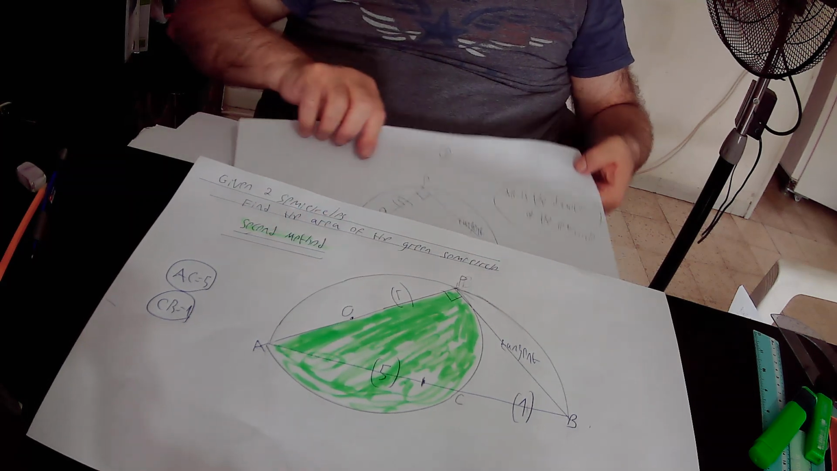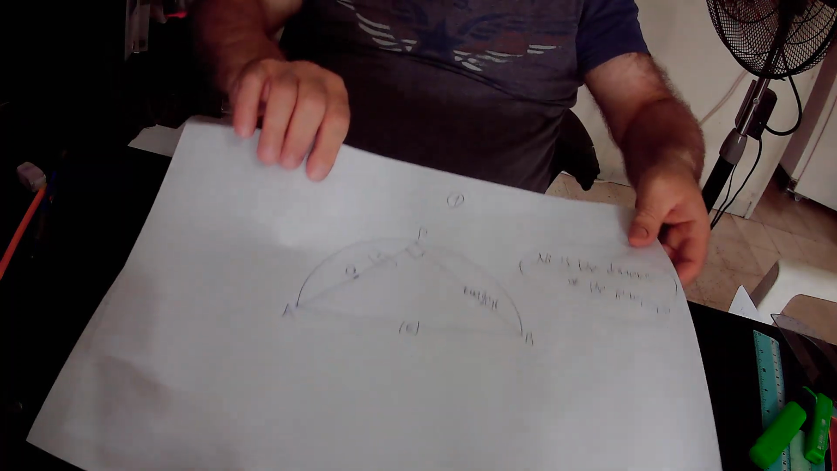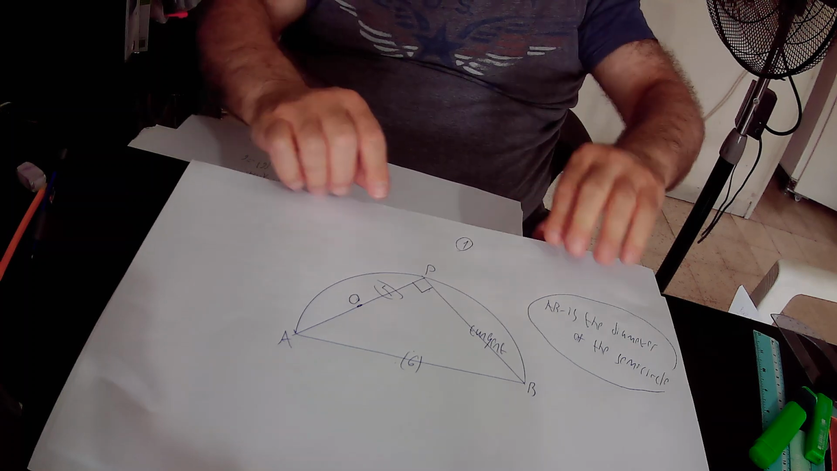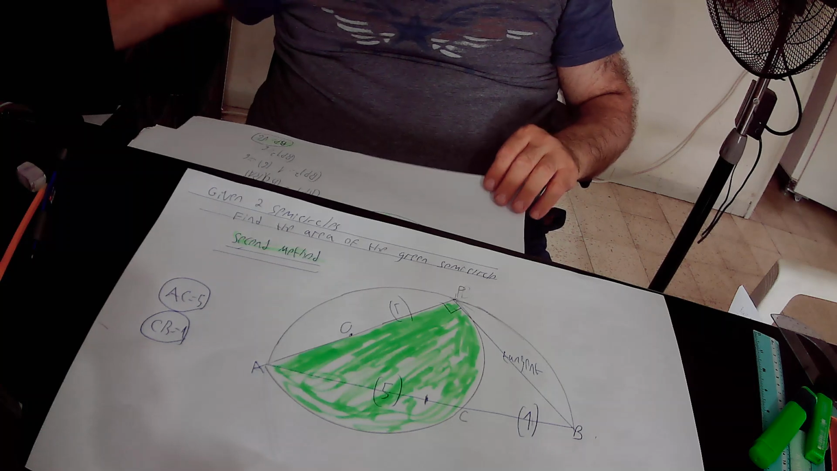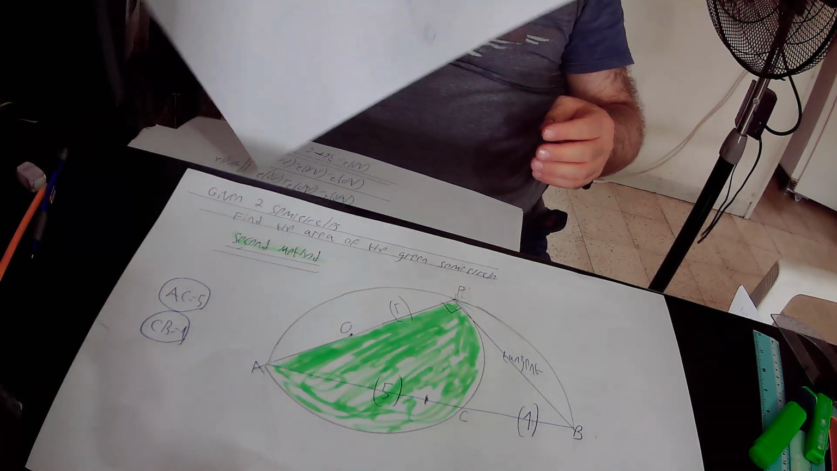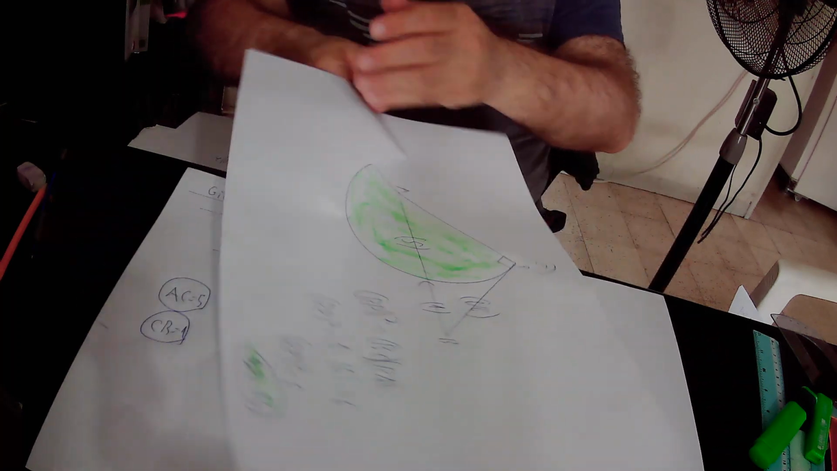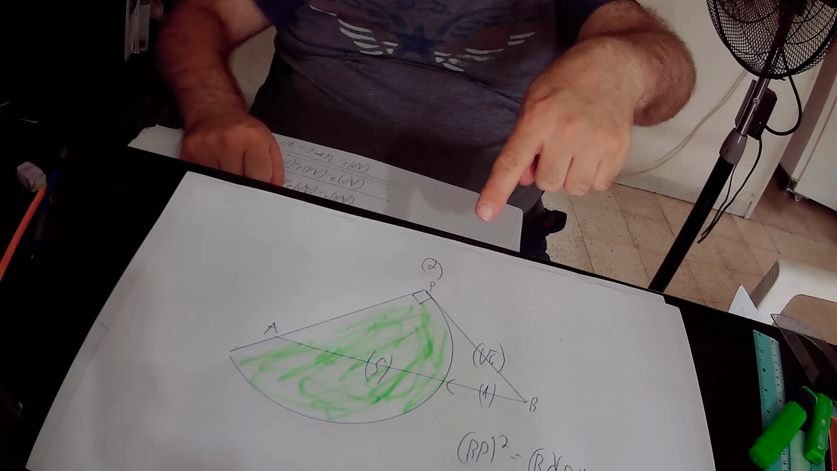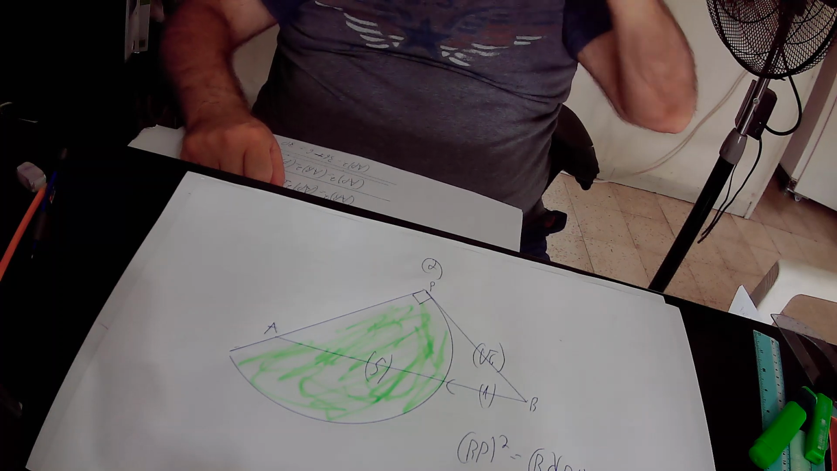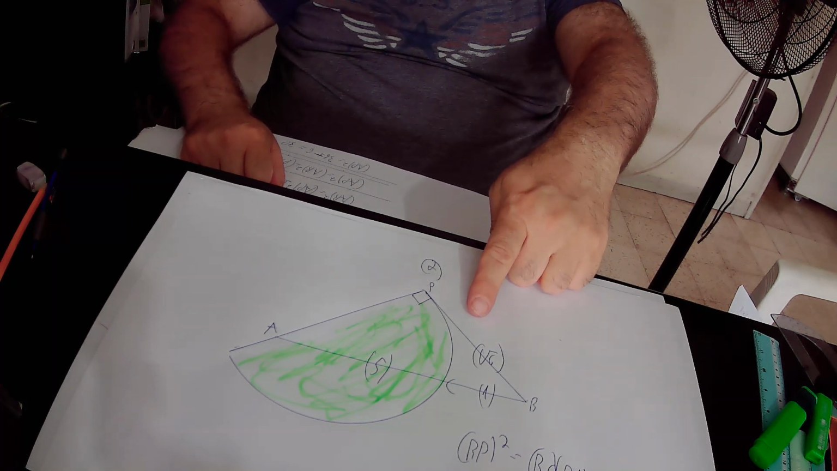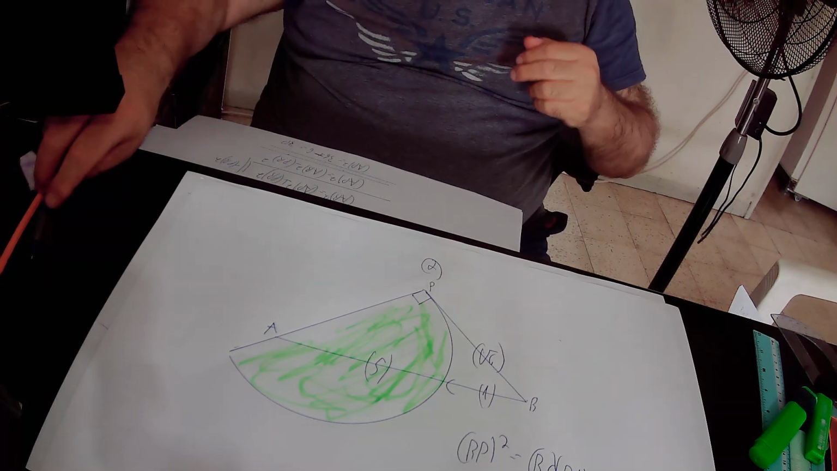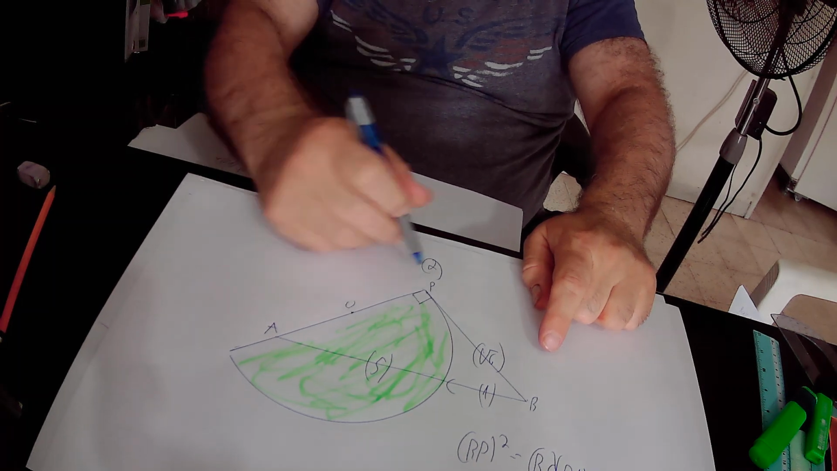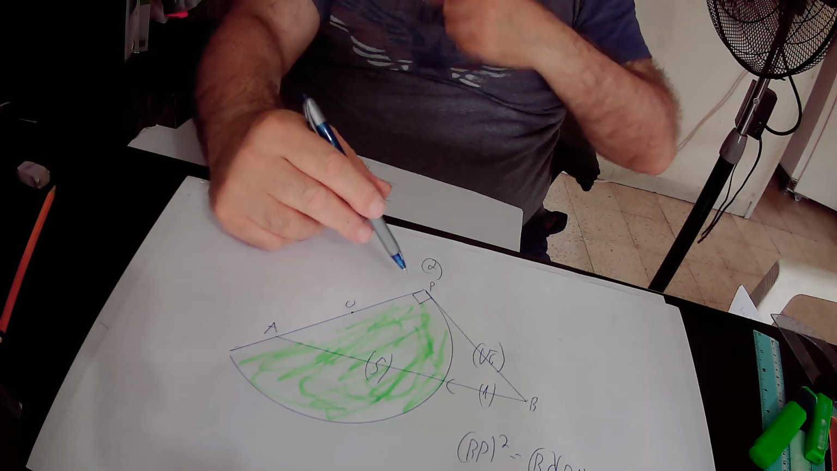Here line segment BP is tangent to the green semicircle at point P. Therefore, line segment BP is defined as a tangent. Actually, the tangent BP is perpendicular to the radius PO of this green semicircle at point P.